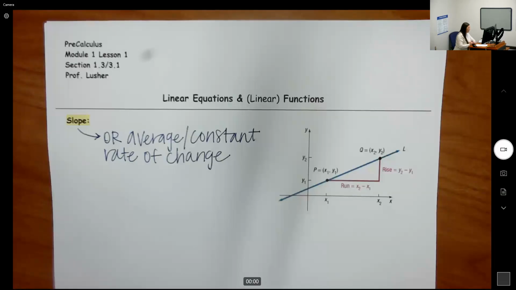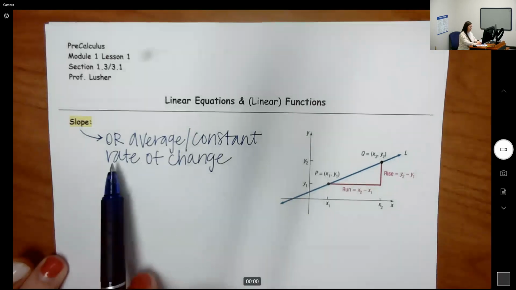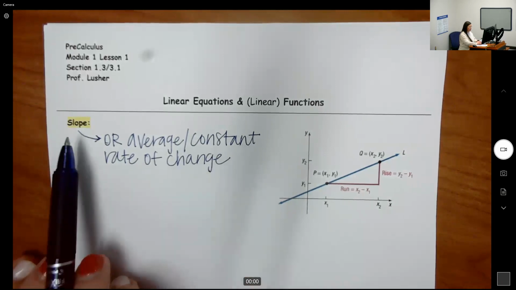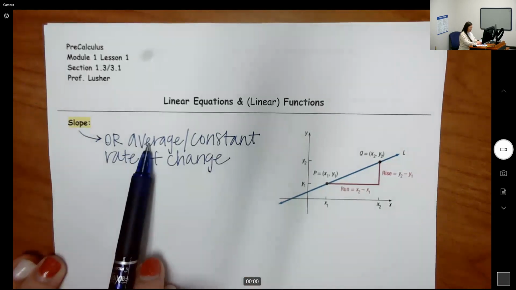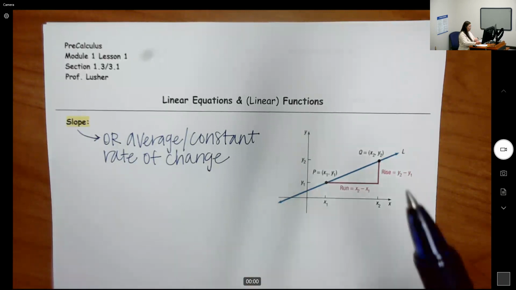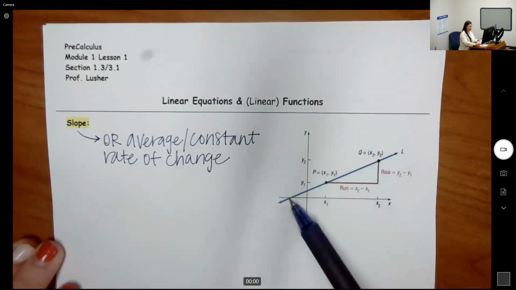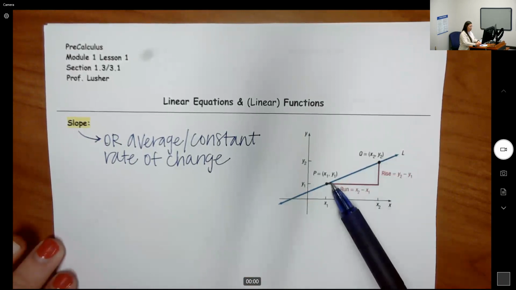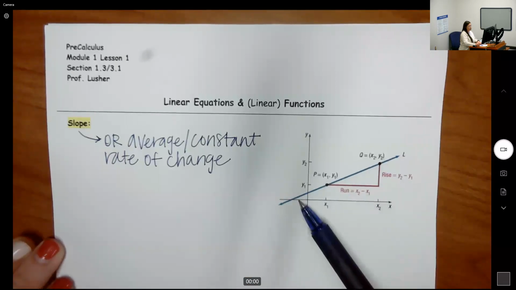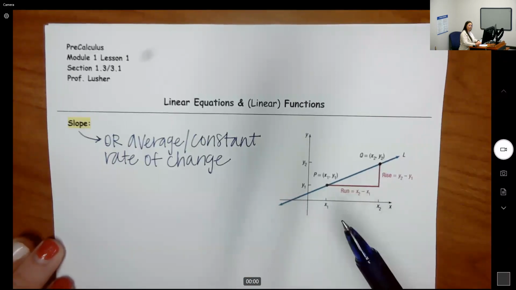In this video, we're going to go over slope. Another name for slope is the average rate of change or even the constant rate of change. So slope, average rate of change, and constant rate of change all mean the exact same thing. What slope is talking about is, whenever you have a linear equation or a straight line, how quickly or slowly this line is increasing or decreasing.